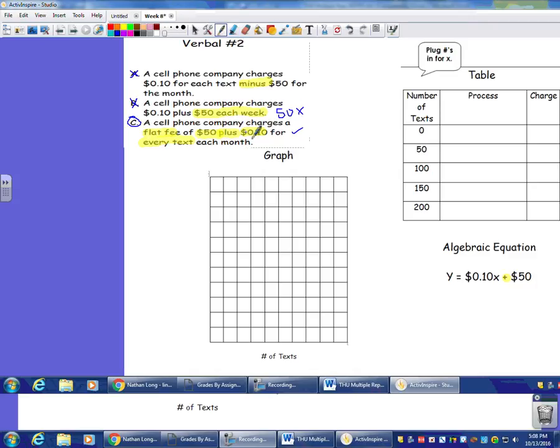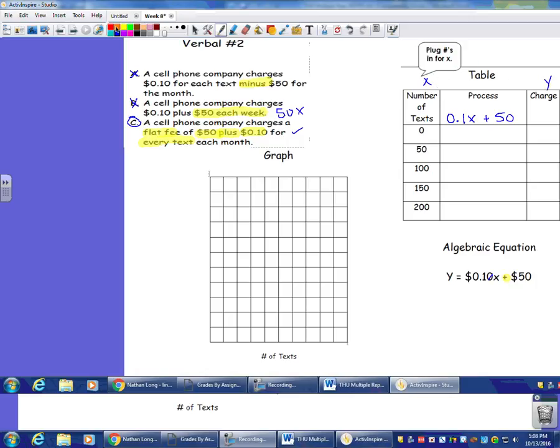Now over here, just like we did on the last one, we're going to use this equation to fill in our table. So we are going to write that equation right here. And I like to get rid of that 0 because it's not really necessary. So the way I would write it is 0.1x plus 50. And now we are going to plug these numbers in for x, because the number of texts is our x and the charges would be our y.